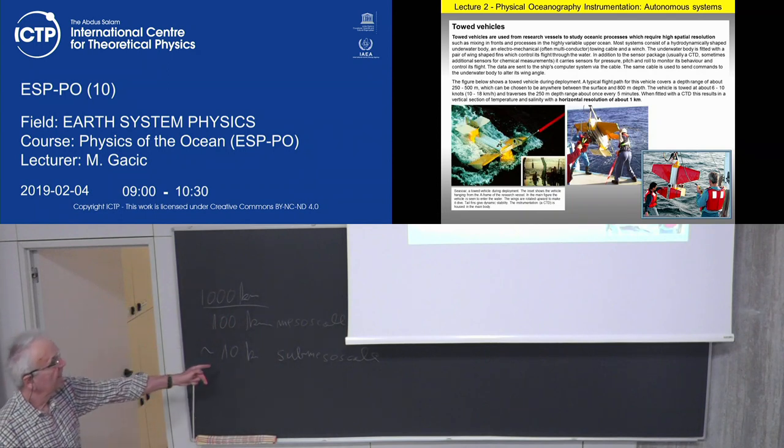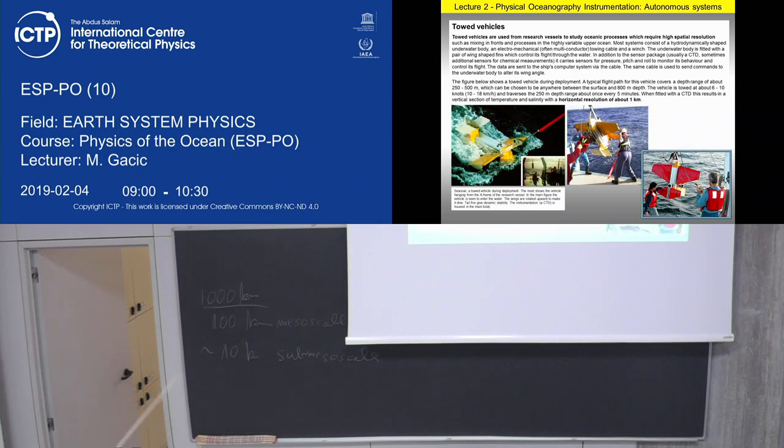So if you want to have the submesoscale resolution, then you have to use this kind of instrument, which guarantees you a horizontal resolution of 1 kilometer. These are orders of magnitude, but it depends also whether you are in the open ocean or in semi-enclosed seas like the Adriatic and Mediterranean, where these scales are a little bit smaller than what it says here. Because in the Mediterranean you cannot have a circulation on the order of 1,000 kilometers as basin wide. And 100 kilometers mesoscale is too large for the Mediterranean, or 10 kilometers submesoscale.